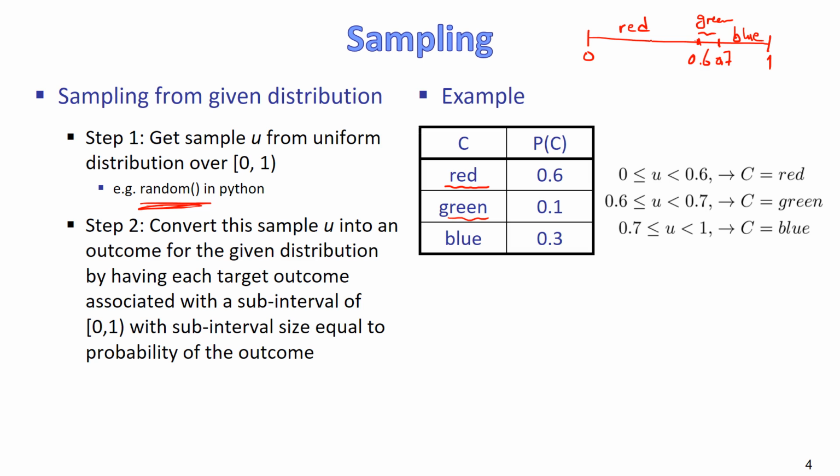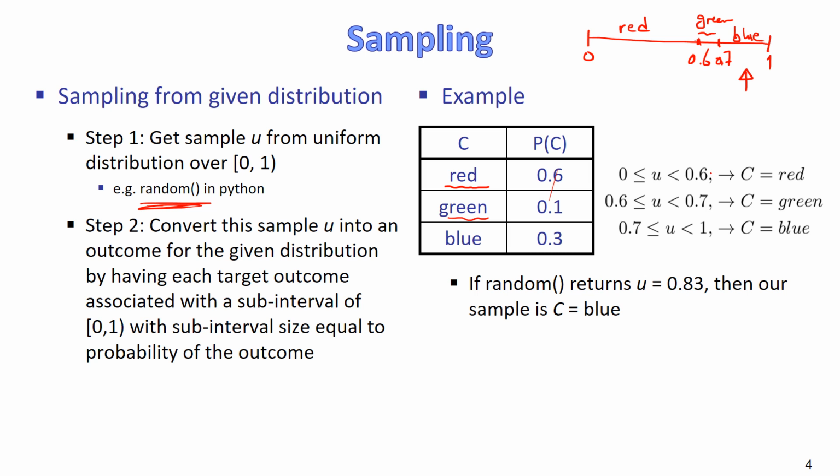So each of the values here is associated with an interval of the size that is equal to its probability. The size of the interval for red is 0.6, the size for green is 0.1, the size for blue is 0.3. And that's exactly what we have here. So whenever we get a number, we will map it to the corresponding color. So if I get 0.83, I know that 0.83 is here, so we'll assume that this sample now is blue. Okay? Is that clear? Any question about that?